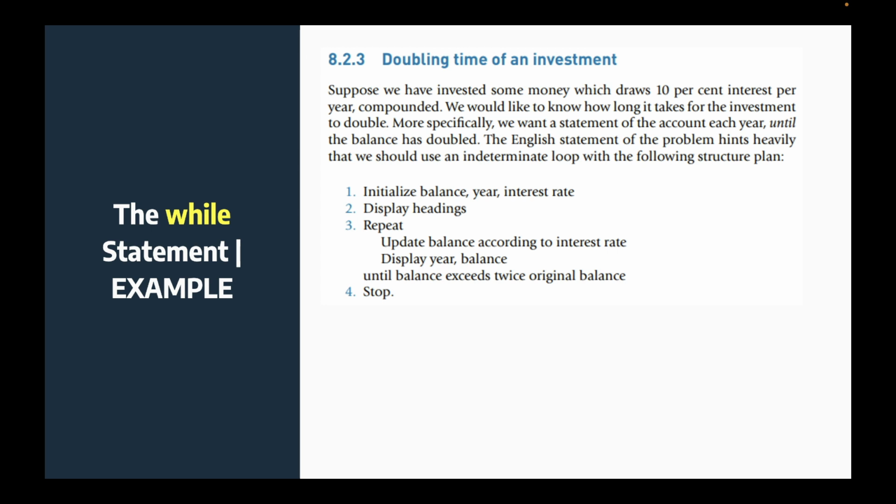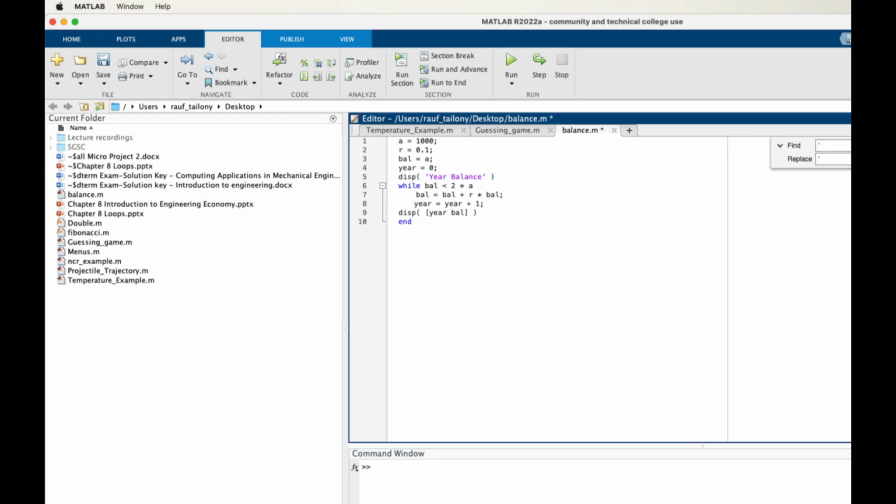Now, the statement of the problem is an indeterminate loop with the structure plan we see here. First, you initialize the balance, the year, and the interest rate. Then you display the headings, what you need to show up before the numbers, as we saw in time and temperature, right? Then you repeat. Then you update the balance according to the interest rate. Then you display the year and balance until the balance exceeds twice the original balance, and you stop. Let me share that with you. Okay. Now it looks good, we can run it.